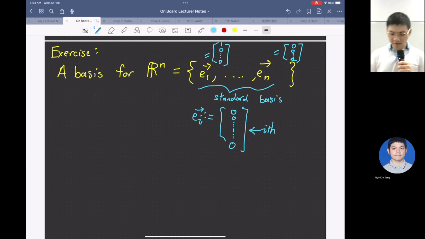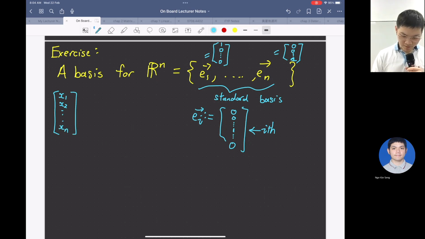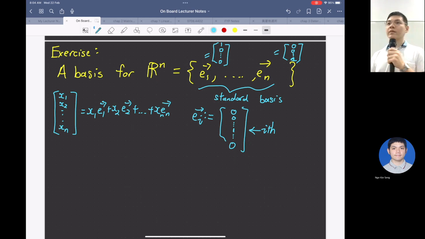Okay, so why are these a basis? Because they span. If you have x1, x2 up to xn, this is equal to x1 times e1 plus x2 times e2 and so on. Okay, so this one spans. So why are they linearly independent?